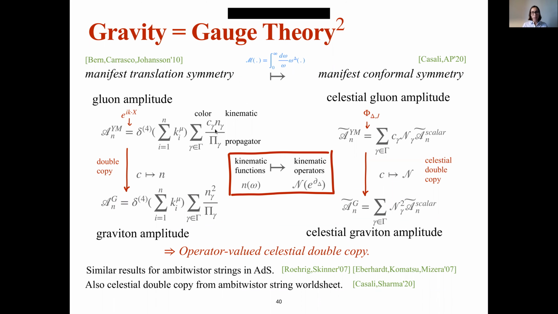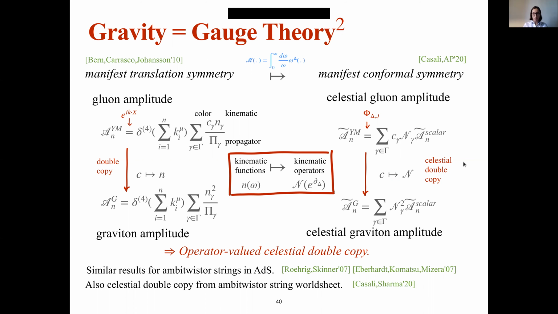Now, a lot of what's going on here is using manifest translation symmetry, which gets obscured in the new conformal basis, where instead conformal symmetry is manifest. And so a priori, this relation between gauge theory and gravity amplitudes needn't be there. But if it's a fundamental property of amplitudes, it better should, since we're only changing the basis.